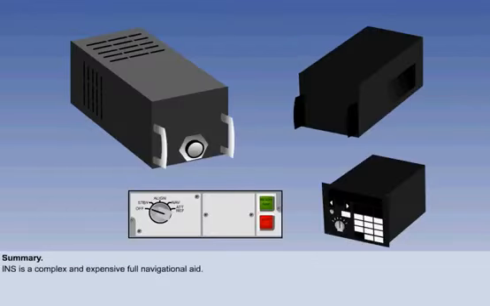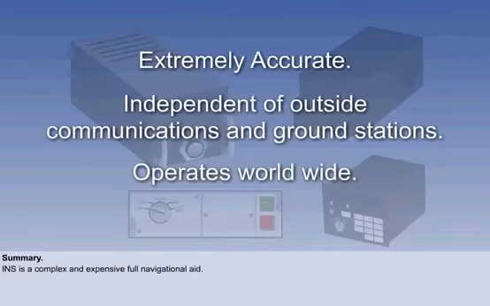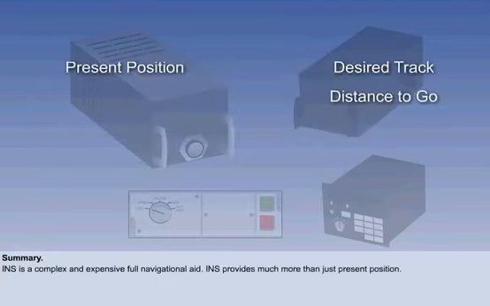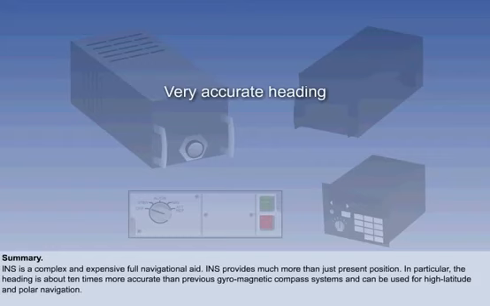Let's summarize what we've covered so far. INS is a complex and expensive full navigational aid. It is extremely accurate, independent of outside communications and ground stations, and can operate worldwide. INS provides much more than just present position. All of these facilities are measured or calculated. INS heading is about 10 times more accurate than previous gyromagnetic compass systems, and is not dependent on Earth magnetism. It can therefore be used for high latitude and polar navigation, where the Earth's magnetic field may be weak or the value of variation may be unreliable.